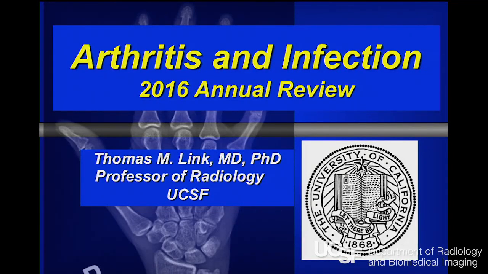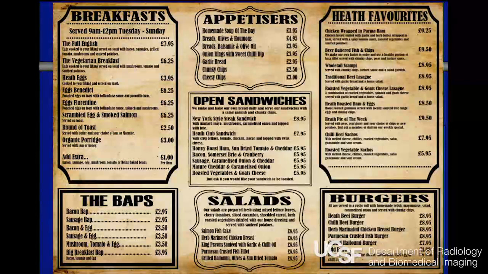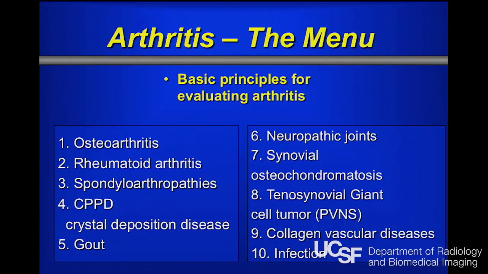We're going to continue, and this is the menu I have prepared for you. I hope that when you had lunch in San Francisco, it was more sophisticated than what I have outlined here. But in fact, what I'm going to talk about is this menu. So we're going to have a starter, an amuse-bouche, which is covering the basic principles for evaluating arthritis.